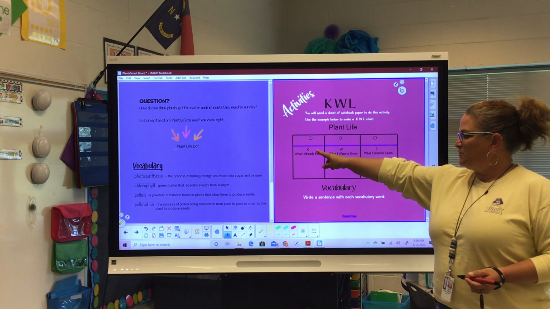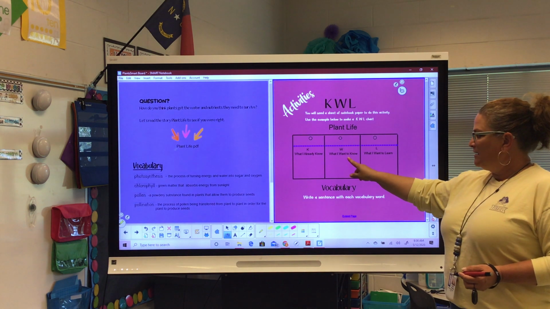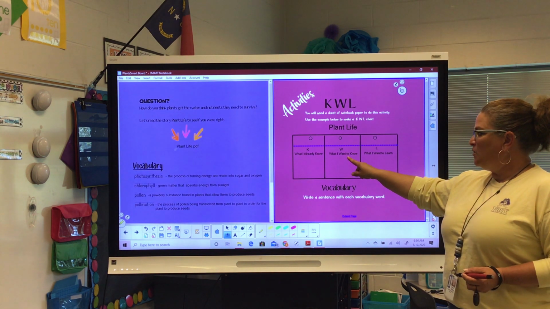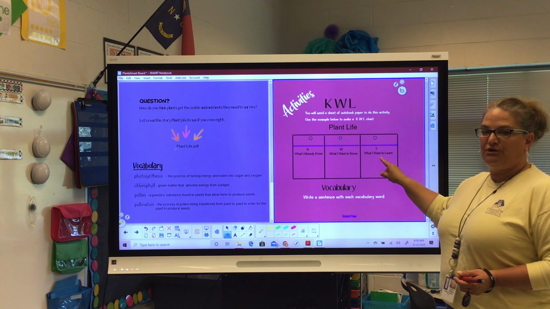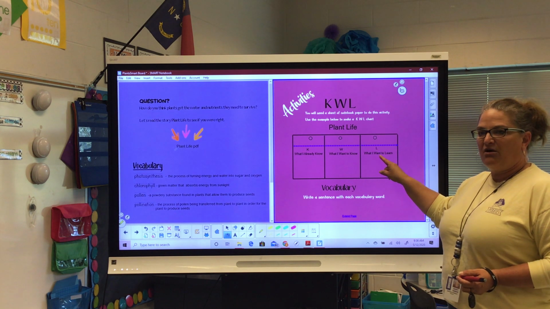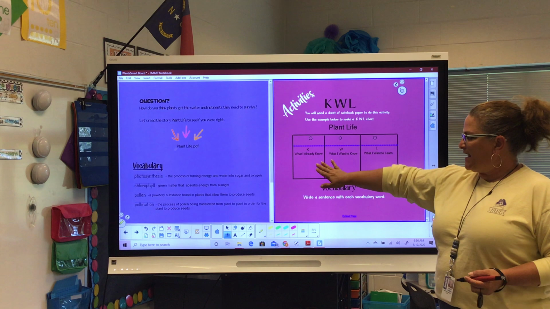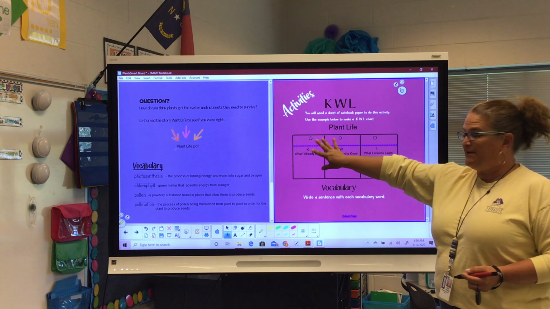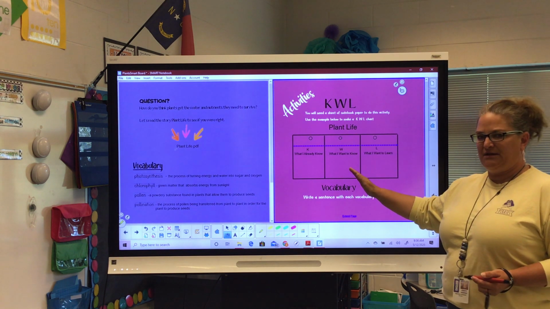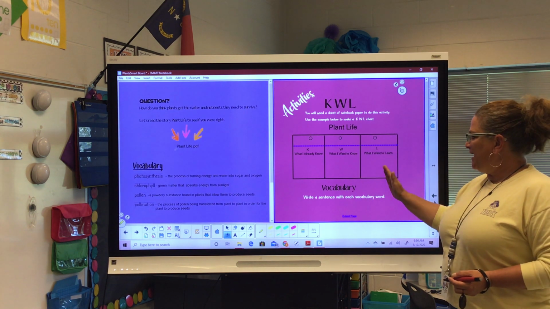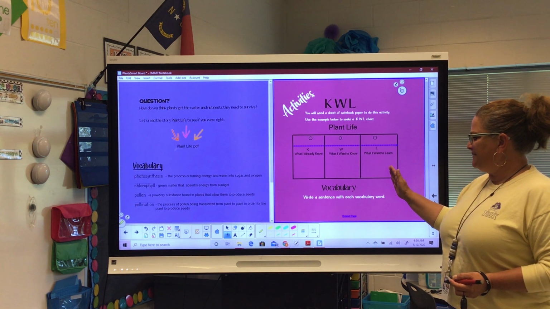The first section is going to be K, what I already know about plants. The W is going to be what I want to know about plants. And the L will be what I want to learn about plants. So we already talked about a few things we already know about plants. So you should have some stuff that you can put there under your K. Here, the W, what are some other things you'd like to know about plants? And here, what are some things that you want to learn about plants?